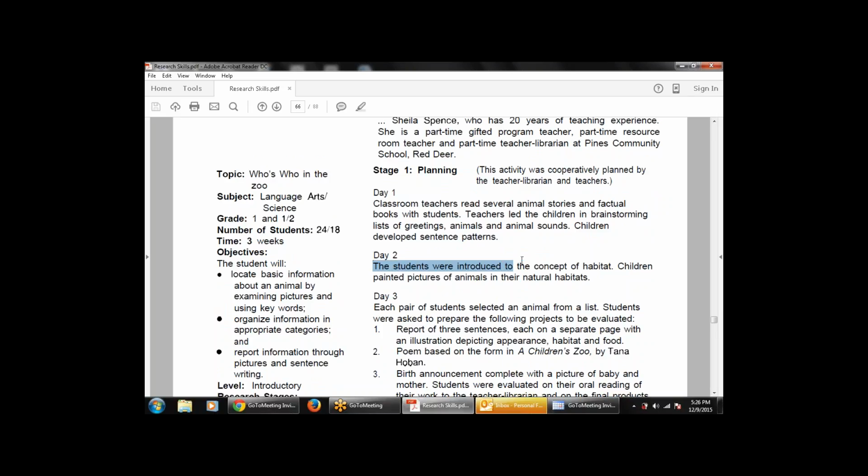Then day number 2, the students were introduced to the concept of habitat: what is a habitat, and how animals use their habitat. The children painted pictures of animals in their natural habitats. That is day number 2.